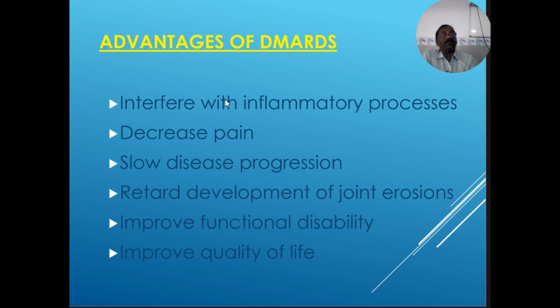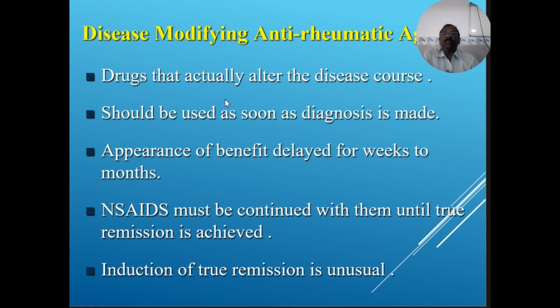All these things are also there with your biologicals. They actually alter the disease course. That is the disease modifying; modifying means alteration. They should be used as soon as the diagnosis is made. Don't wait further to start the DMARDs. Appearance of the benefit is delayed for weeks to months, so that is the time where you have to use steroids as bridge therapy. NSAIDs must be continued with them until true remission is achieved. Induction of true remission is unusual, so we don't know when the patient is in true remission.